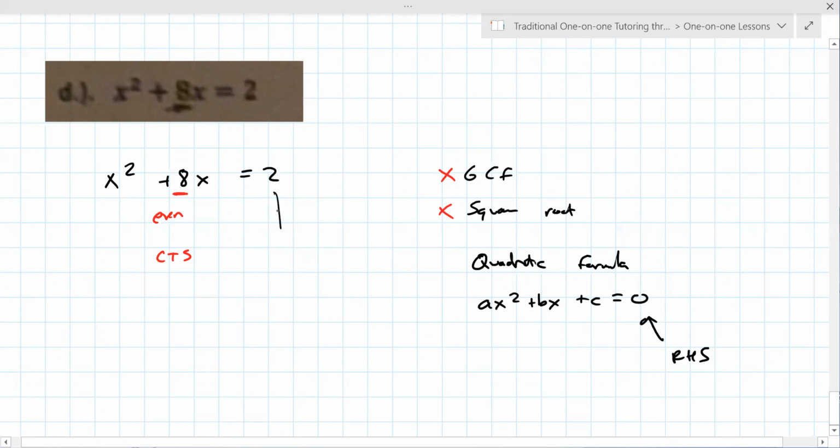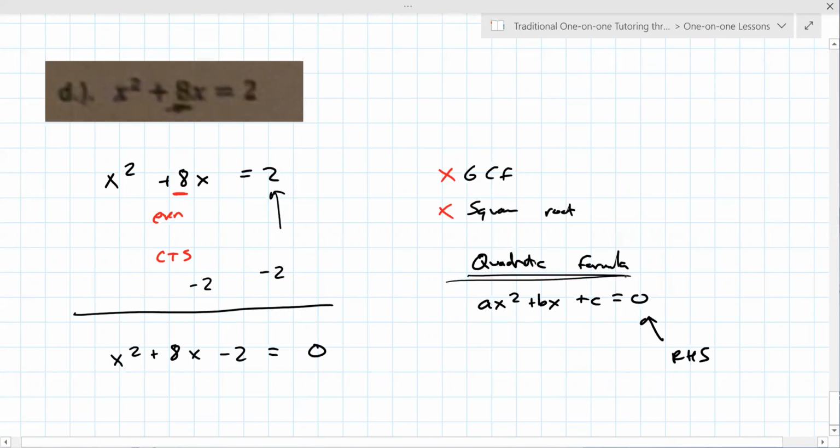See how there's a 2 there on the right hand side? Oh, my bad. So we want to subtract 2 from both sides to get all the terms on one side of the equation. To use the quadratic formula, you have to get everything on one side of the equation. You don't have extra stuff on the right.